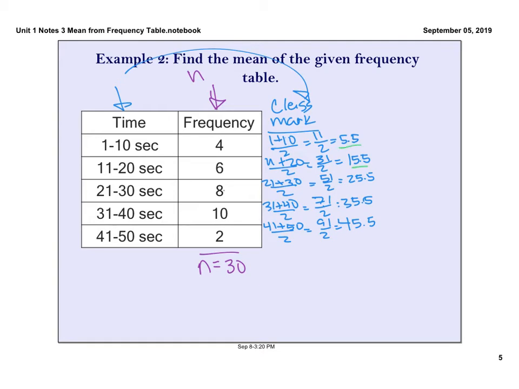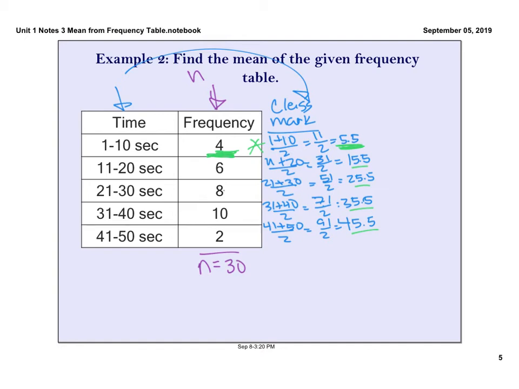With those class marks, I need to take the frequency and multiply by the class marks, because there were 4 people that fell in this interval. And the problem with that is we don't know where those 4 people fell. Those 4 people could have been all at 1 second. Those 4 people could have all fallen at 10 seconds. We don't know where they are. So because we don't know where they fall within the interval, we just use the average. We use the class mark to calculate our mean here, okay?